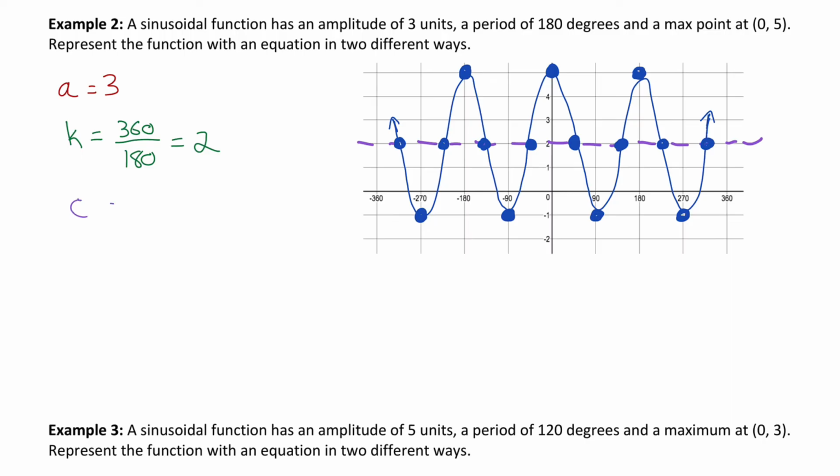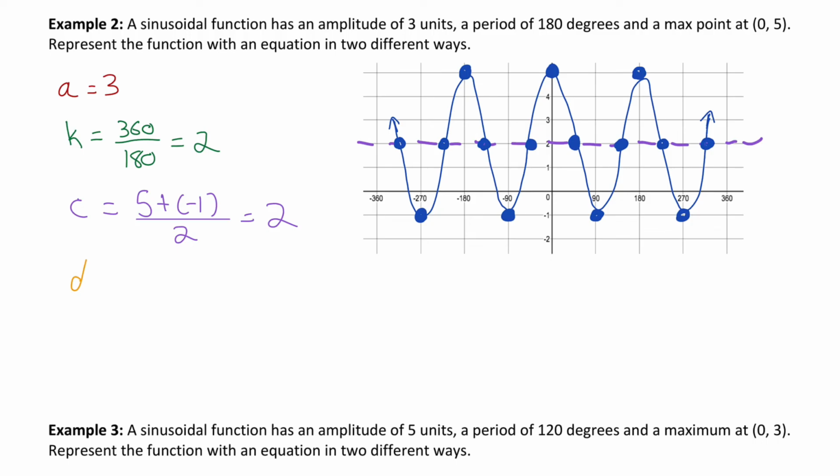To find the c value, that's just the midline of the function, which can be calculated a couple different ways. We can do the maximum value of 5 and then subtract the amplitude of 3 to see that the c value is going to be 2. Or we could just average the max and min values. The max is 5 and the min is -1. If I average those by adding them and dividing by 2, I get a c value of 2.